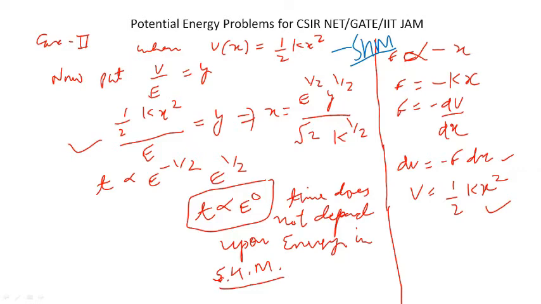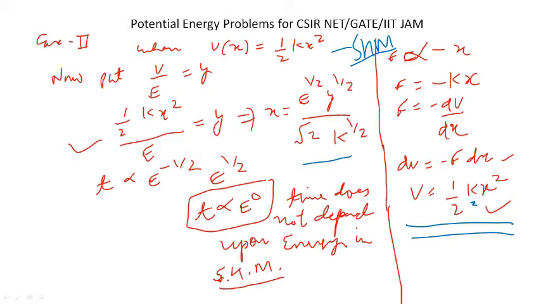So dV comes out to be minus F dx, and when you integrate it and find the value of V, it comes out to be 1/2 kx². Here k is a force constant. So we will again put V upon E is equal to y. So V is equal to 1/2 kx² upon E^y. Then x comes out to be like this value.